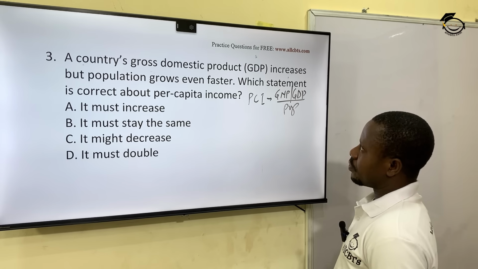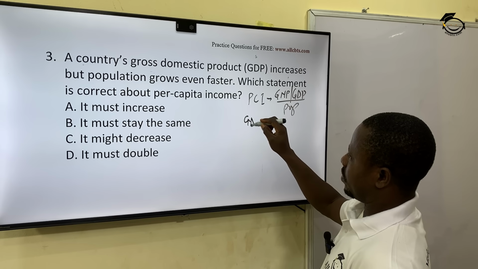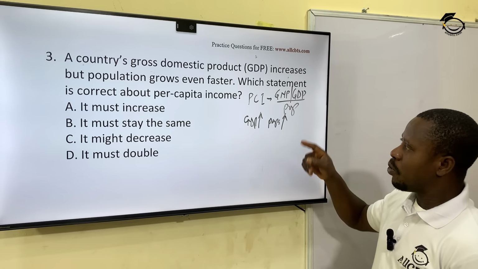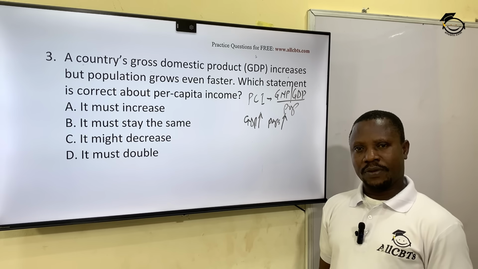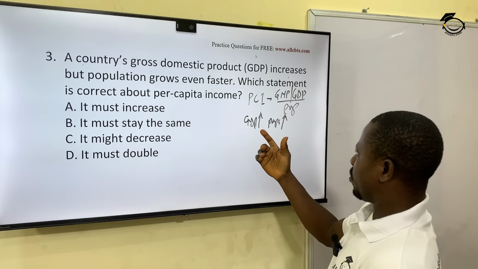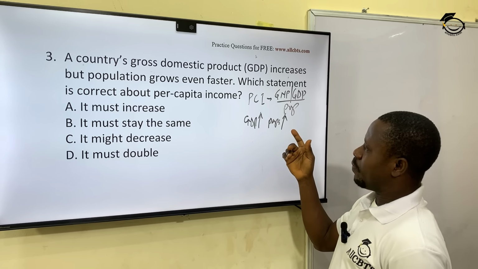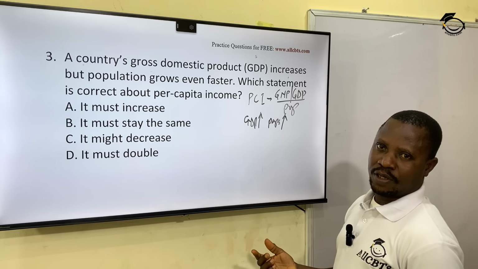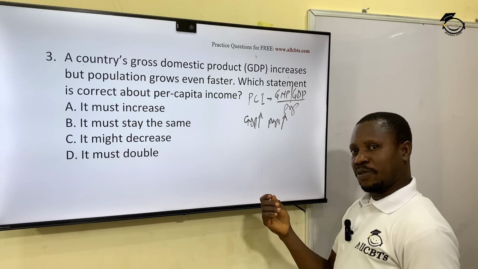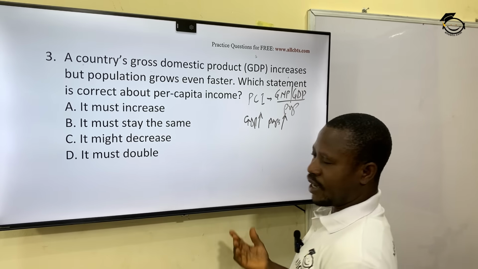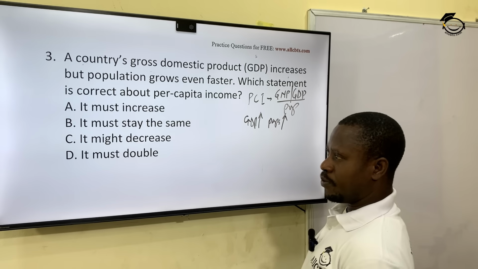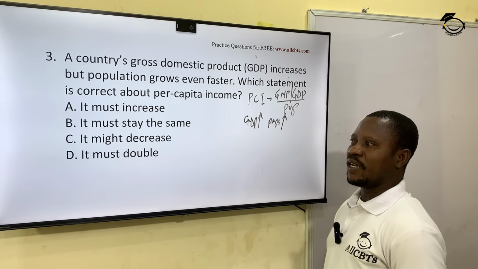Okay. Now, the question stated that GDP increases, right? But population grows faster. In other words, the population grows faster than the GDP. What do you think will happen? Very well. To the PCI, it must not increase. Though there's an increase in GDP, the greater increase in population has offset the increase in GDP. So we will not have enough to share for each one. Even if there's any increase, it will be minimal, infinitesimal, and not noticed. It cannot stay the same way. There's always going to be a movement, whether down or up. It might decrease. The answer I will pick for this question is that the PCI may likely decrease.